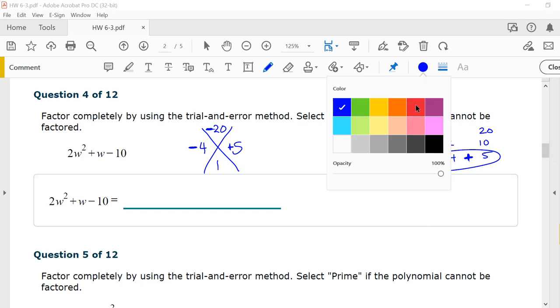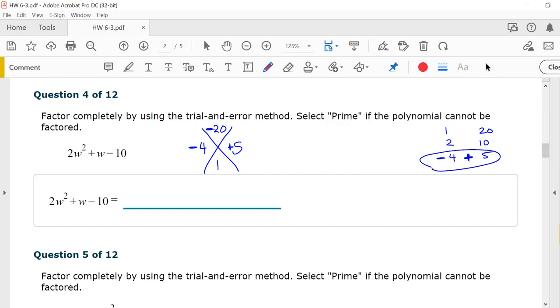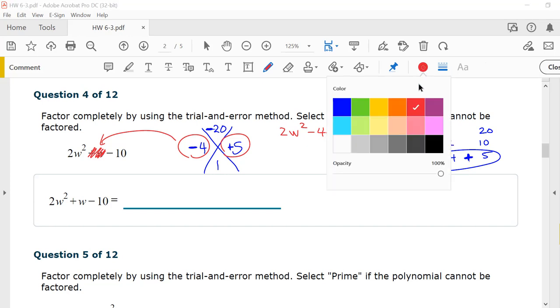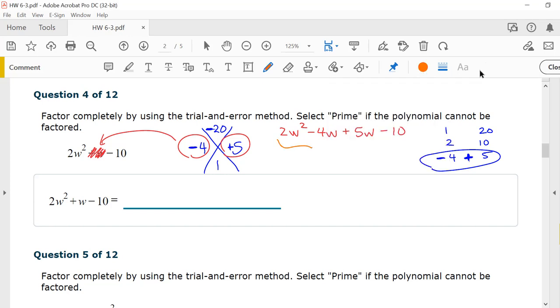Now I need to rewrite my trinomial. I'm going to do 2w squared. Instead of saying plus w, I'm going to say minus 4w plus 5w. I'm going to use those two here. And then I also have minus 10. Now group. I'm going to group the first two terms and the last two terms.